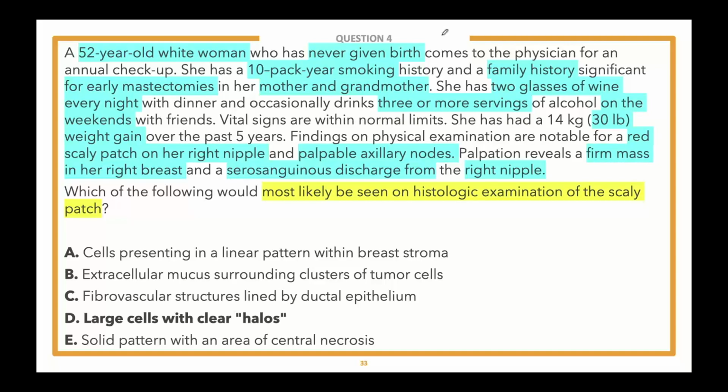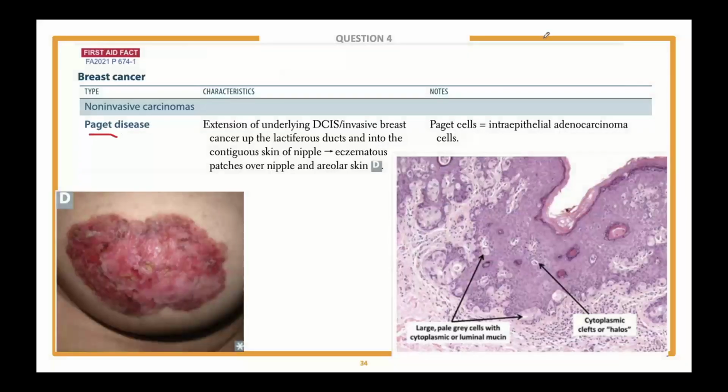Let's go ahead and look at the next slide. And we've actually kind of highlighted Paget's disease, okay? Paget's disease is an extension of an underlying breast cancer that then becomes contiguous with the skin of the nipple. So a lot of times in dermatology, when patients come in with this, we need to make sure that it's not an underlying breast cancer. And if so, it would be what we call Paget's disease, okay? Now, in the picture on the bottom left, it just looks like an eczematous patch. But you need to keep in mind that it's on the breast, and that could be an underlying malignancy, okay?